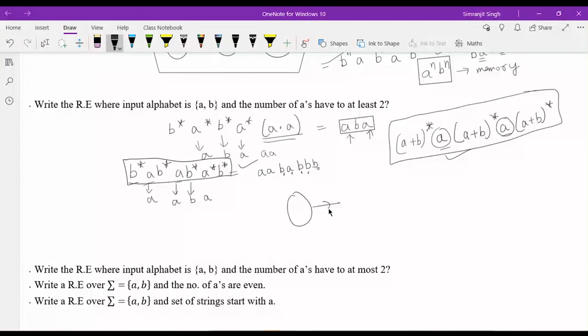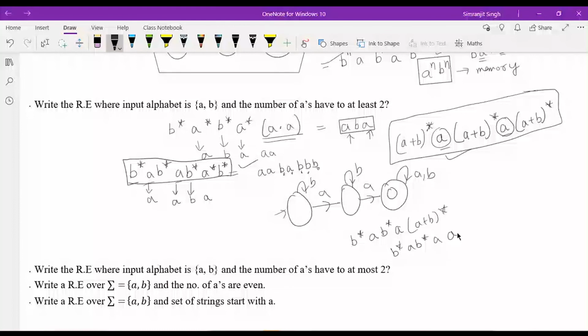Another easy way is to draw the automata of it. The automata has exactly two A's, and after that any number of A's and B's can come. This is again a very easy one. So B star, most of you have written this: B star followed by A, then B star followed by A. After that, any number of A's and B's can come. It can also be written like this: B star A B star A, and after that any number of A's and B's. So if I just write A star, B star.